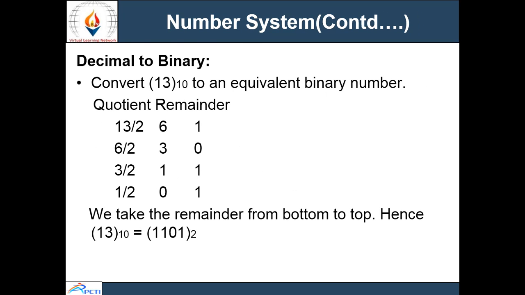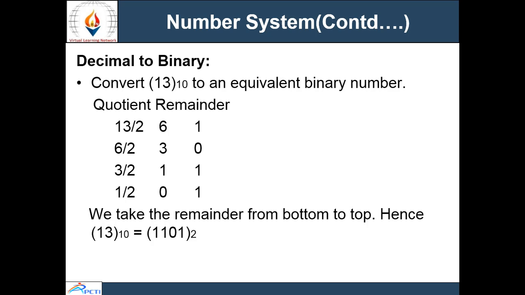Now this slide shows the conversion of decimal to binary. The decimal number 13 can be converted to its binary equivalent. To convert the integer, the number is divided by 2 and the remainder is extracted. The quotient obtained is again divided by 2, and this process is repeated until the quotient becomes 0.